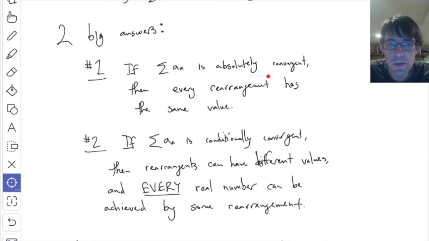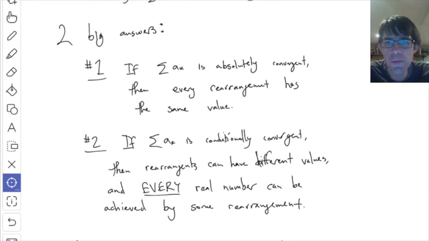Because you rearrange the terms, the difference between the original and the rearranged one, if you were to subtract them, almost everything would cancel out except for the terms way at the end, and those are so small that they're basically going to be 0 anyway. What about this though? If it's conditionally convergent, then different rearrangements can have different values, and every real number can be achieved by some rearrangement.